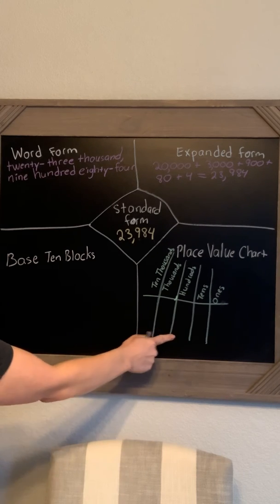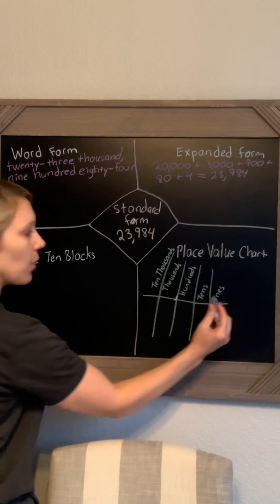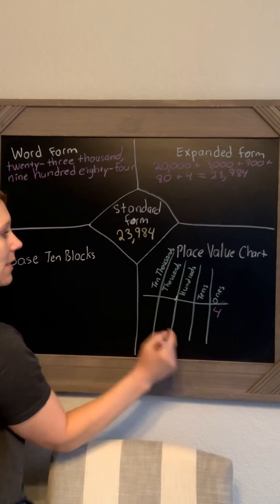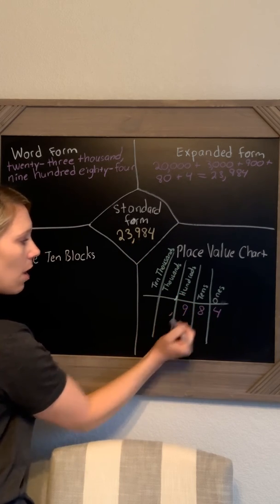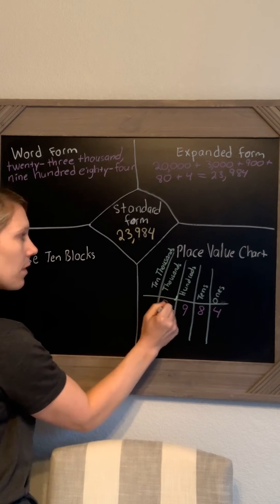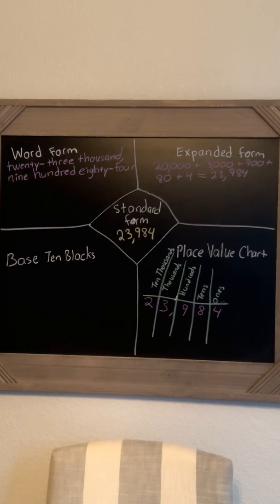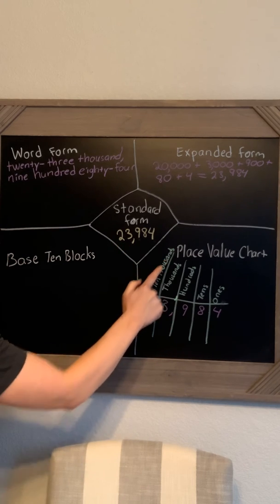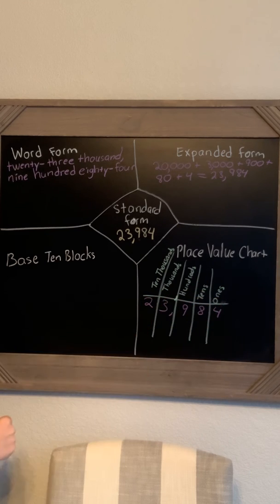Okay, let's go down here to our place value chart. How many ones in this number? How many tens? I have 8 tens. How many hundreds? 9 hundreds, comma. I have a comma right there. My thousands place, I have 3. My 10,000s place, I have 2. So this is our place value chart. We have our 10,000s place, thousands, hundreds, tens, and ones.